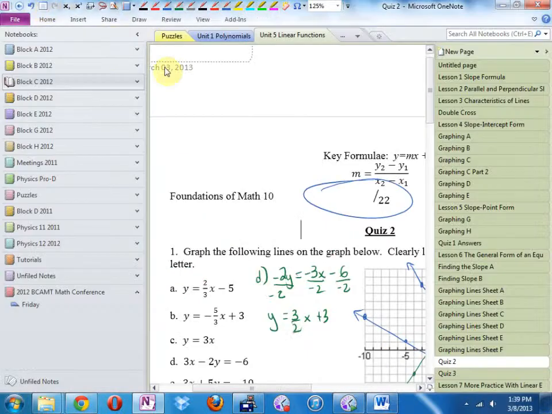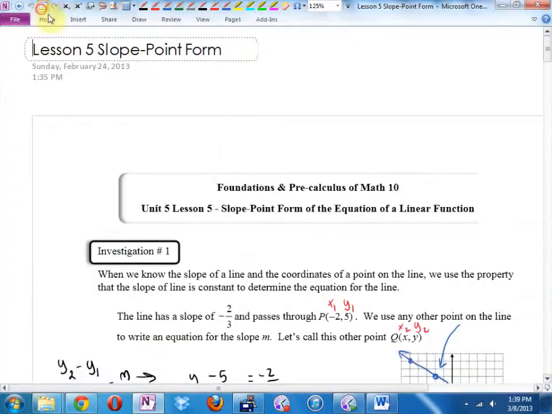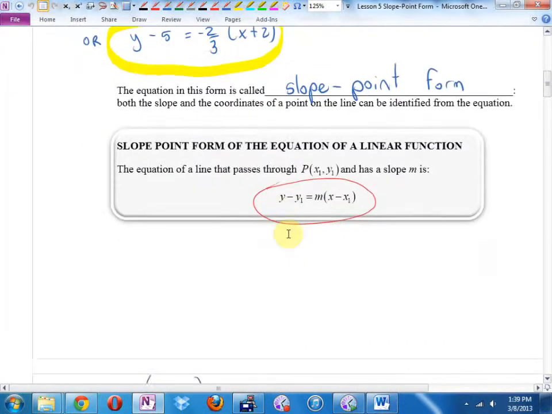Last day, I butchered a lesson on slope point form. It was lesson 5. We said there were 2 ways to write lines. Slope-intercept form, which I think is easier: get the y by itself, y equals mx plus b. Works great, except if the y-intercept is a decimal. The one that works better in terms of being more universal is y minus y1 equals m bracket x minus x1. Y minus the y coordinate of a point that it goes through equals the slope times, in brackets, x minus the x coordinate of a point the line goes through.